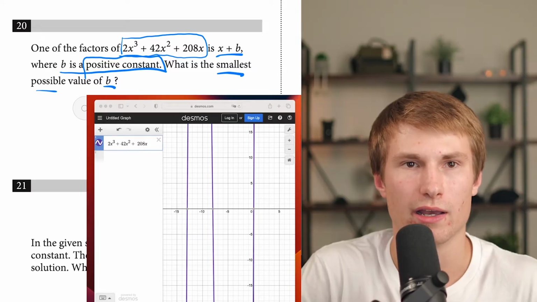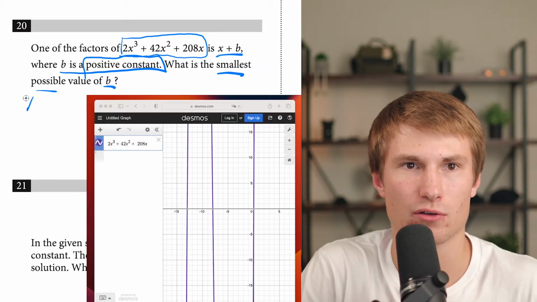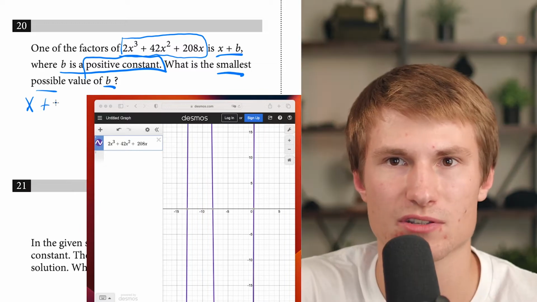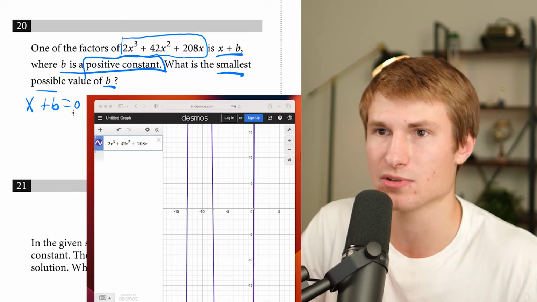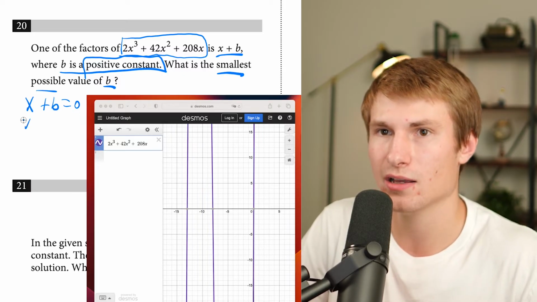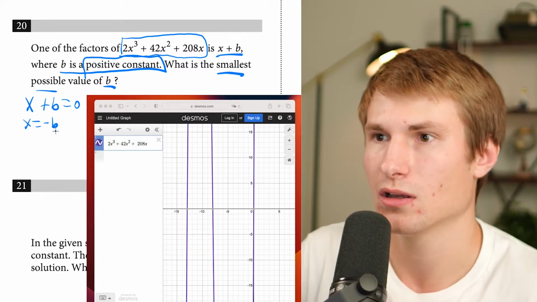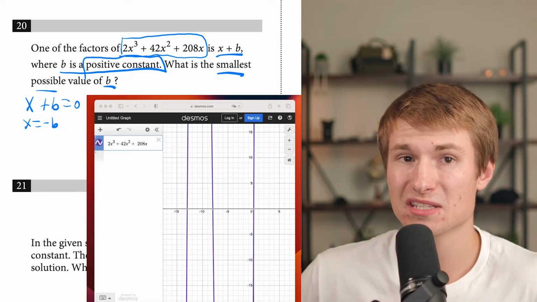But anyways, ultimately, in this case, we are looking for the smallest possible value of b in x plus b equals 0. And stop looking at the graph a minute and look over to the left of your screen. I'm going to write out something. Notice how we need to solve for b and we have x plus b equals 0 as one of the factors. That means that x is going to equal negative b. And b is a positive constant.